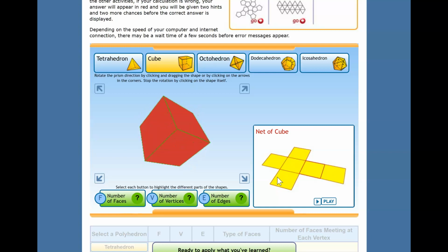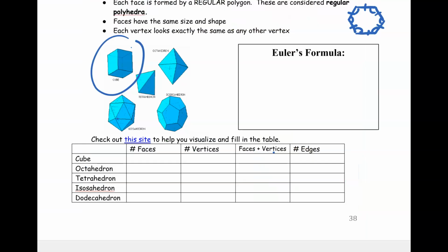Now with the edges, be careful, because with the net, you don't want to count them twice. For instance, if this side is flipped up, this edge right here meets this one, so those are really the same edge. So you might want to think of the actual 3D version of that. And you can even click on number of edges here, and it will highlight the edges for you, or click on vertices, and then you could click on faces too. So try that, pause the video, and see if you can fill in this table. And I think you'll find that there's something special, a relationship between these parts that occurs with the polyhedra.